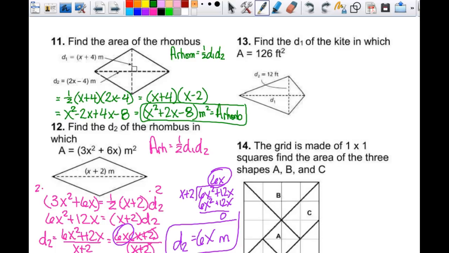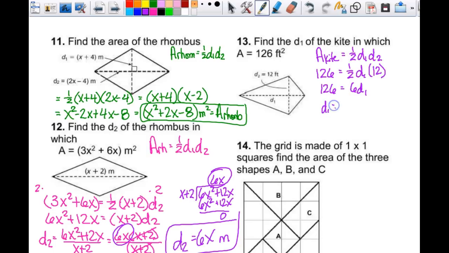I'm looking for D1 of the kite. So I know that the area of the kite is equal to 1/2 D1 D2, just like it is for a rhombus. So the area is 126. That's equal to 1/2 of D1 that I'm looking for, times D2, which is 12. So I can go ahead and take half of 12, so I get 126 is equal to 6 times D1.